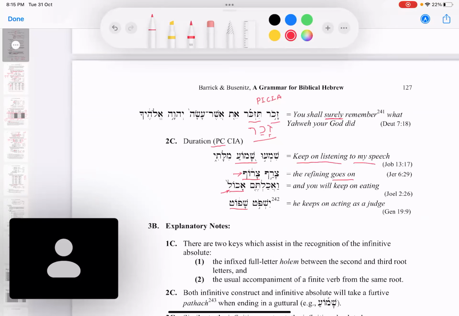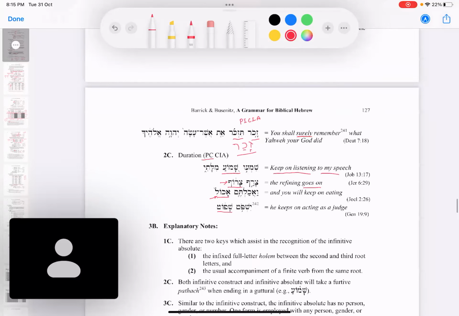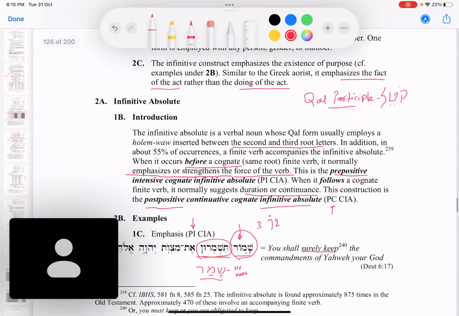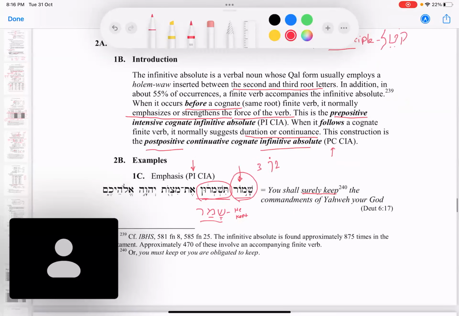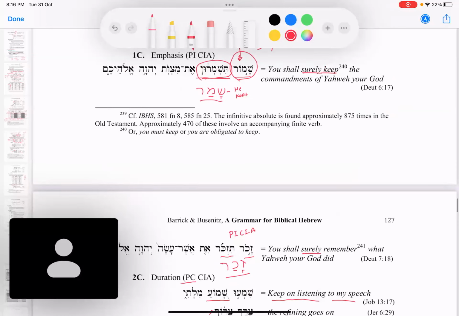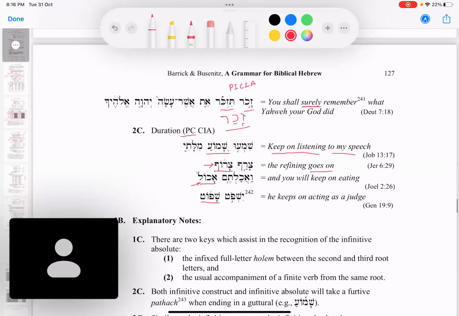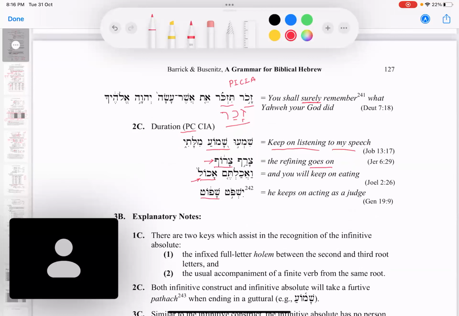Okay. So I think you again read this workbook two or three times and find out some biblical examples on infinitive absolute, that is pre-positive intensive and post-positive continuance. Keep on listening, keep on eating, keep on acting as a judge.